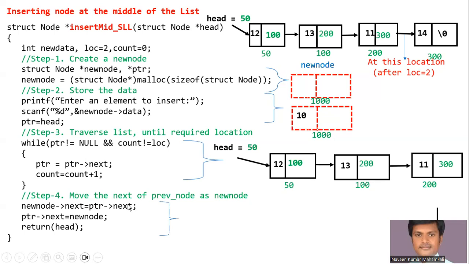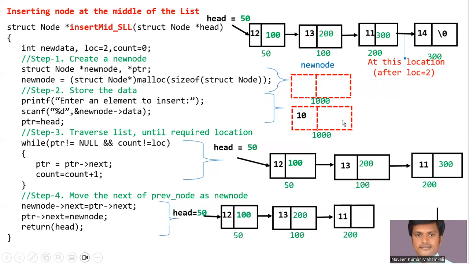Then we have to do the necessary changes. So new node next equal to PTR next. Now PTR points to this node, and PTR next is having 300. So we are making new node next equal to PTR next, storing the 300 here. The second step is PTR next equal to new node.